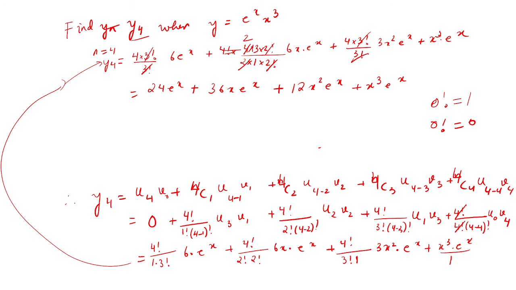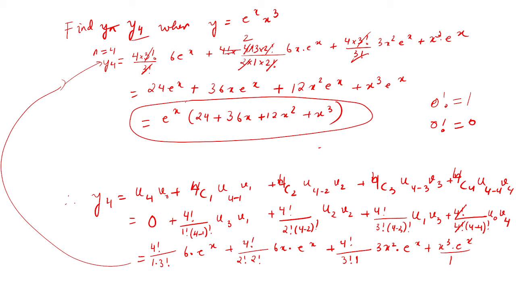Clear up to this much. So it's going to be 24 e^x plus 36x plus 12x squared. If you want to proceed a step more, you can always take the exponential as common. You'll be getting this as e^x times 24 plus 36x plus 12x squared plus x cubed. But this is not really a necessary step, only if you want to. You can end the answer here.